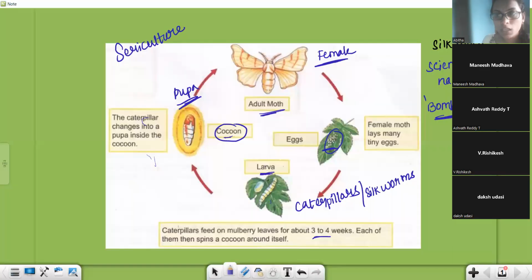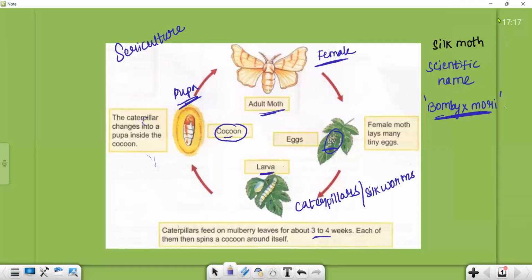Okay, ma'am. From the silk, fiber is produced. So this is the life cycle. After this, it becomes an adult again. Ma'am, but we kill it in the pupa stage only, no, ma'am? No, we will remove.